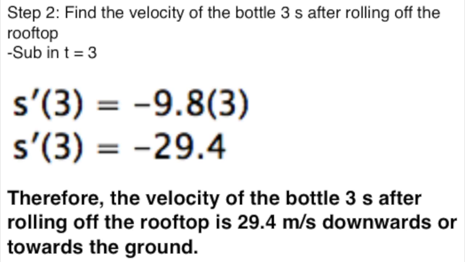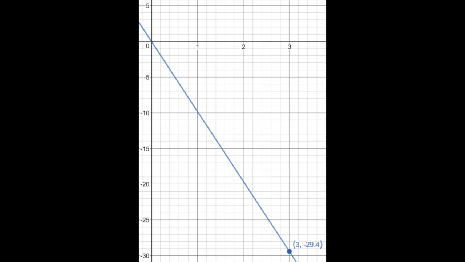towards the ground. This graph illustrates the derivative or velocity equation that we found in Part B. As we can see, the point where t is equal to 3 has a height of negative 29.4, meaning the velocity is negative 29.4 after 3 seconds.